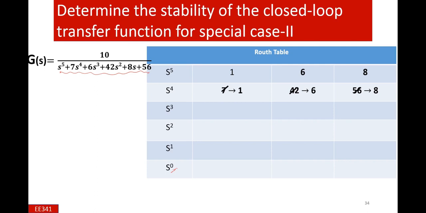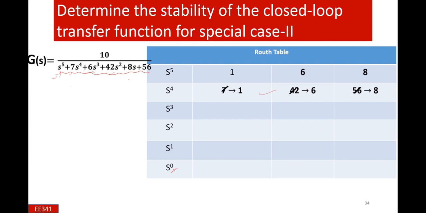Actually there are 6 coefficients in this characteristic equation, starting from the first coefficient of higher order, which is 1, skipping the 7, and the next one is 6, then skipping the 42, the next one is 8. So the first row will be 1, 6 and 8, and the next row will be the skipped coefficients, and those are 7, 42 and 56.